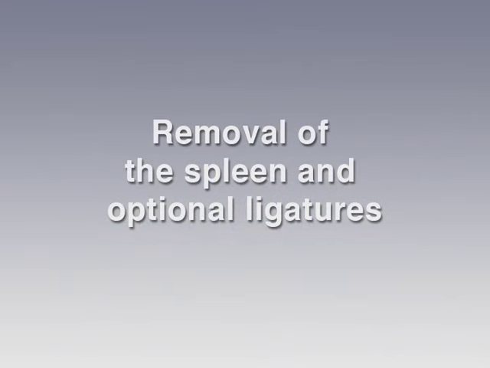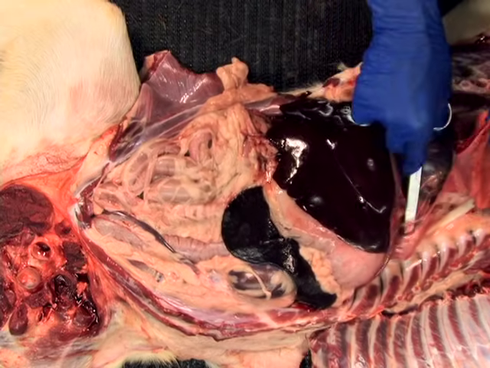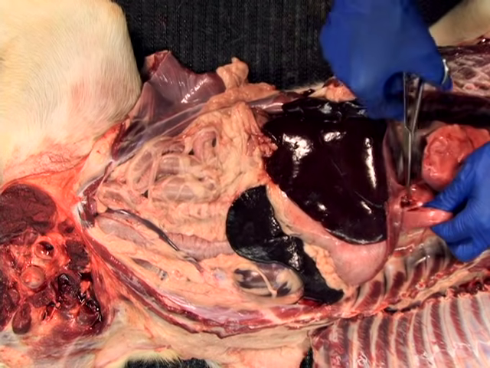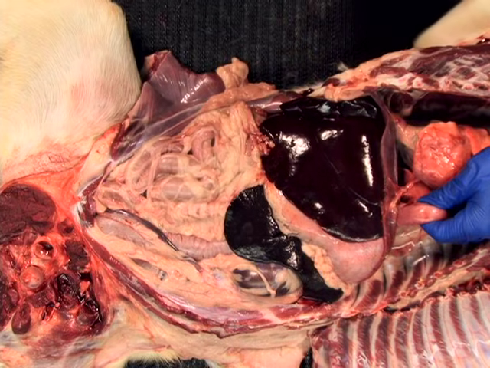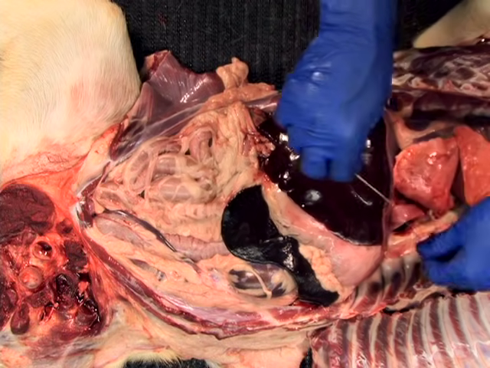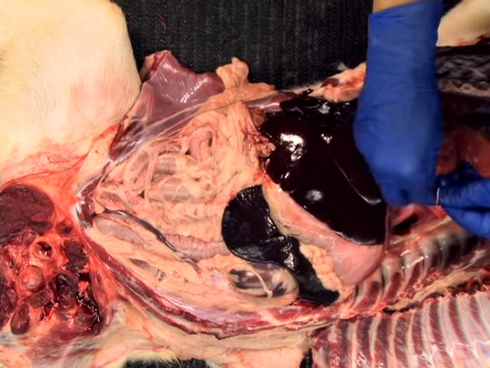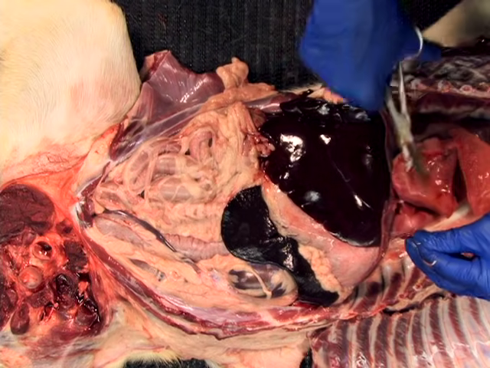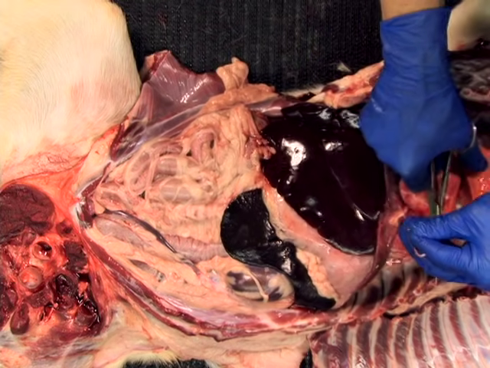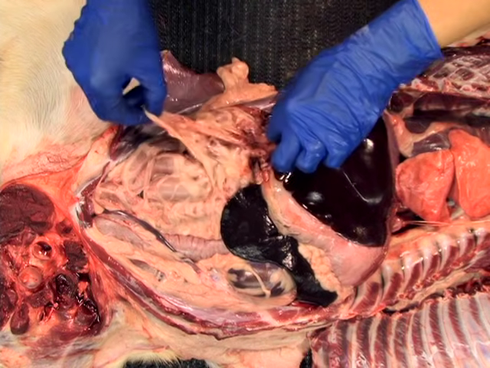Removal of the spleen and optional ligatures. To prevent spillage of gastrointestinal contents and contamination of organs, optional ligatures may be placed on the esophagus, duodenum, and rectum. The first optional tie may be placed on the esophagus cranial to the diaphragm. The esophagus is then severed cranially to this tie. After that, the omentum and spleen are removed.